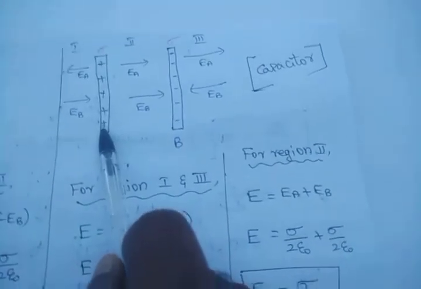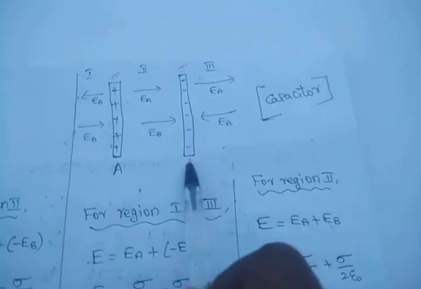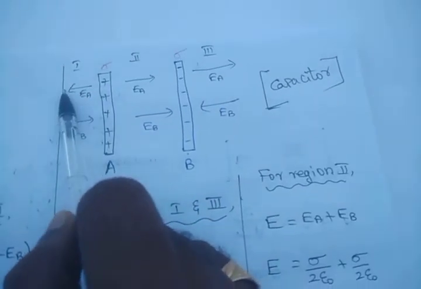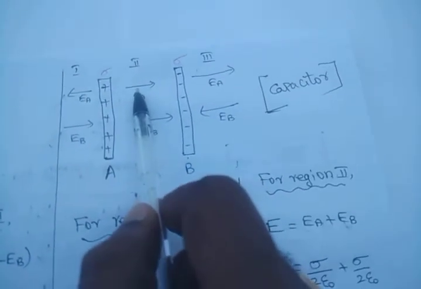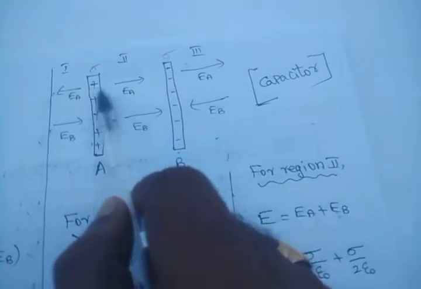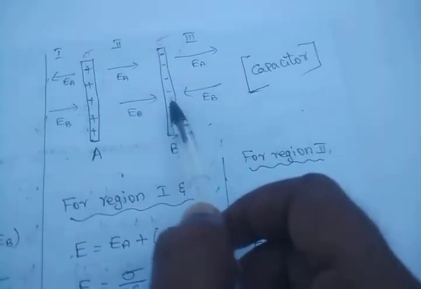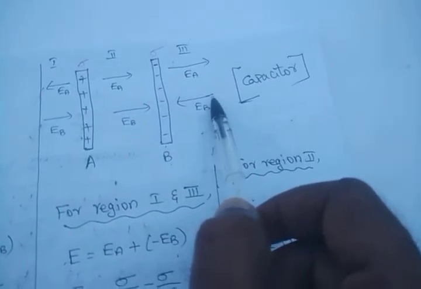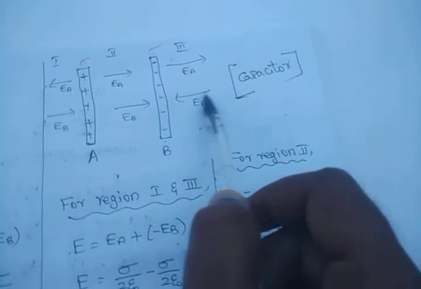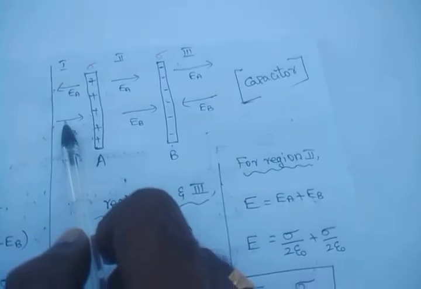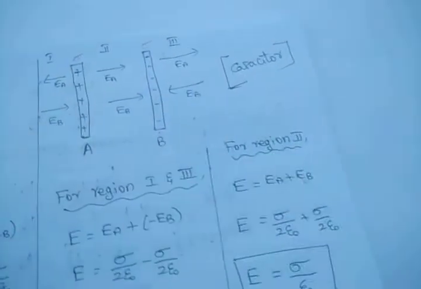So plane sheet A is a positive charge and B is a negative charge. The same as before for the positive charge, the electric field vector will be outwards in region 1, outwards in region 2, and also outwards in region 3. But for the plane sheet B, which is a negative charge, the electric field vector will move towards the negative charge. So EB will be in this direction, and in this region also it will be towards the negative charge.